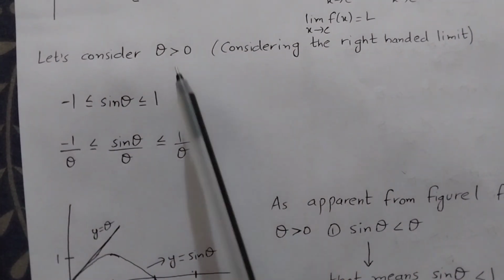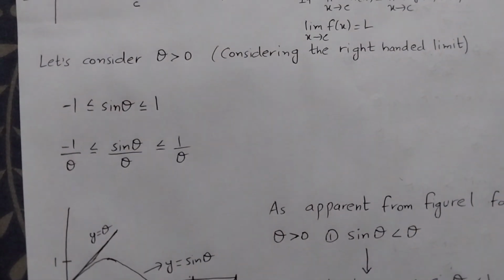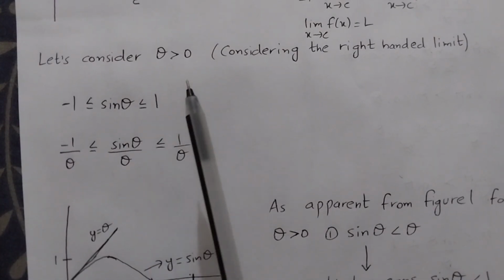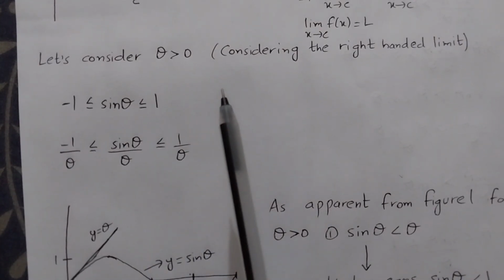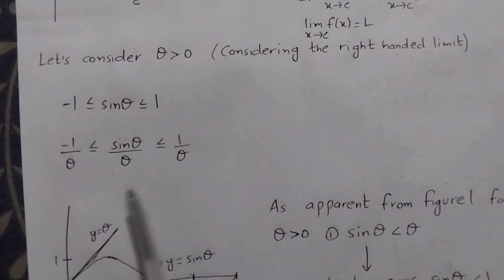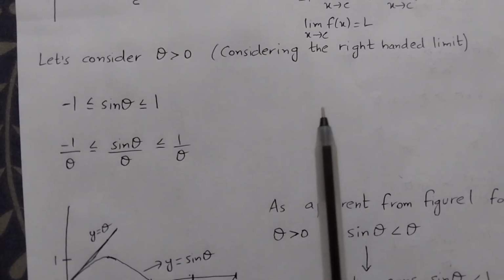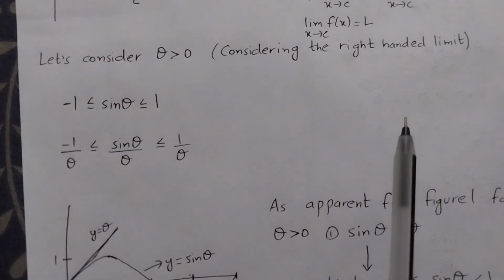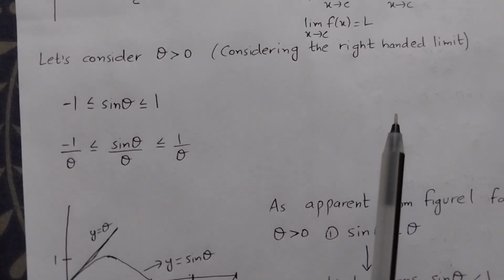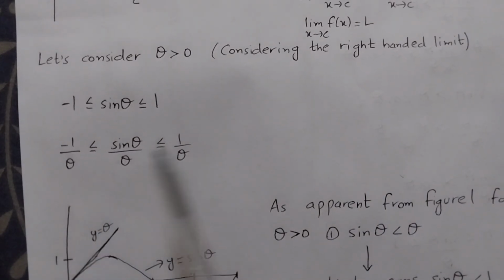So we are taking theta to be a very small positive number, because we are approaching from the right hand side, and on the right hand side we have positive numbers. Theta is just like x. Normally we use x when we talk about functions, and x is our independent variable. Here I have considered the independent variable to be theta.